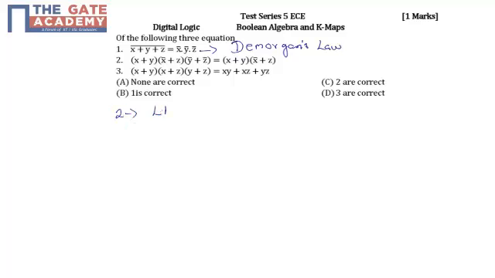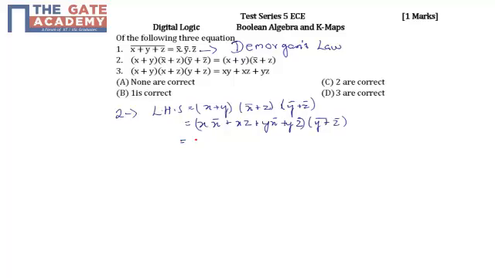The second one, for this LHS is equal to (x plus y) times (x bar plus z) times (y bar plus z bar). So this is nothing but x times x bar plus x times z plus y times x bar plus y times z. Now this multiplied by (y bar plus z bar). Since this is x times x bar, this would be 0. Yes, this term would be 0.